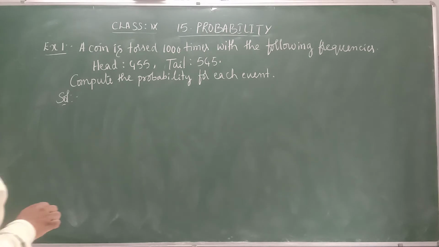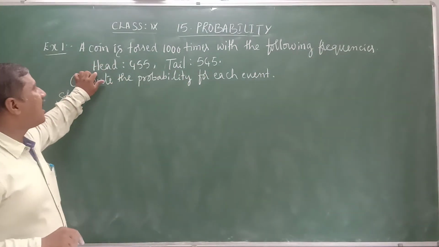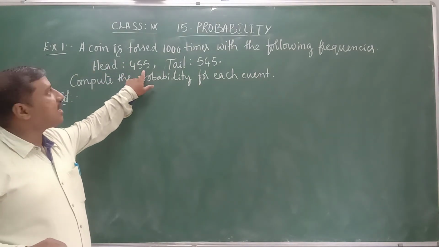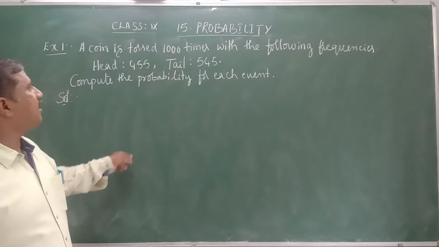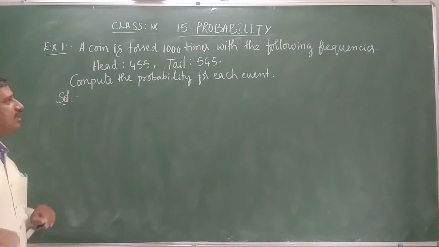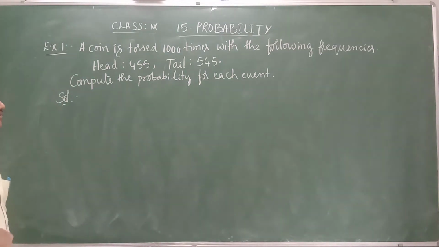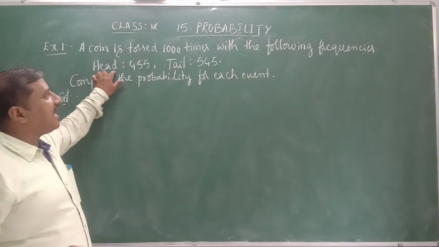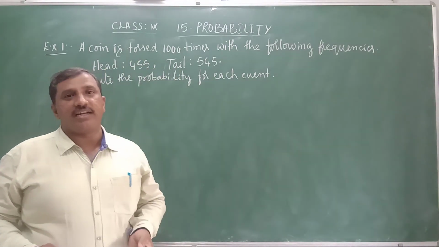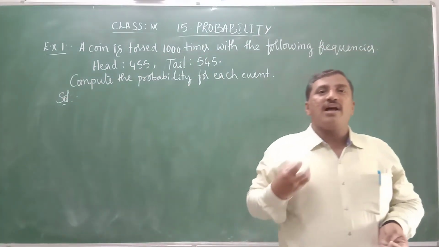Yes, here is an example. A coin is tossed 1000 times with the following frequencies. Here frequencies are nothing but outcomes. So head appeared 455 times out of 1000 times tossing the coin, and tail appeared 545 times. Now compute the probability for each event. Here what are the two events? Getting head is one event, getting tail is another event. It means find the probability of getting a head and the probability of getting a tail.